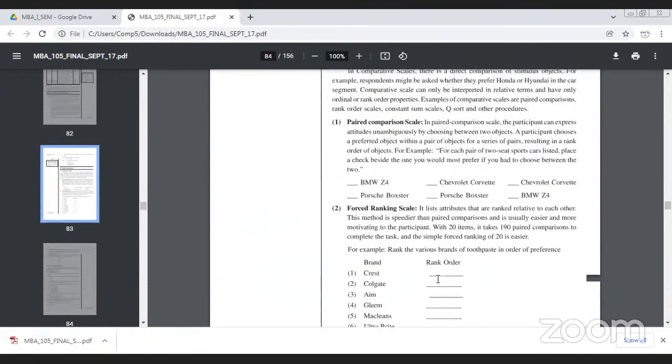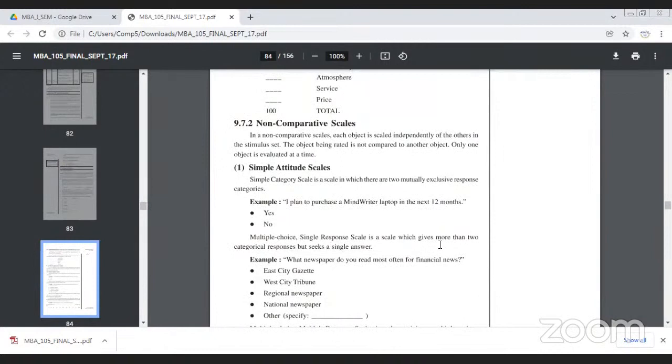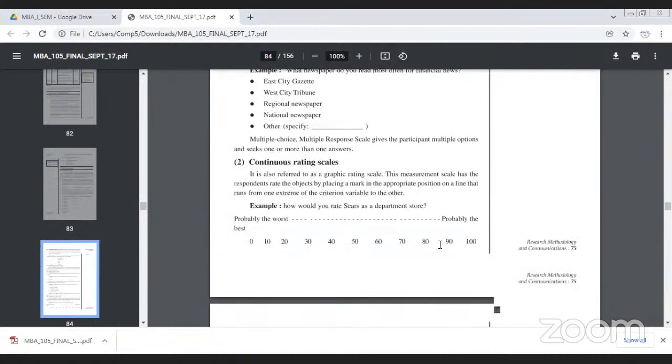Next, the scales. The first type is the comparative scale, including paired comparison, rank order scale, and constant sum scale. Next is the non-comparative scale. In a non-comparative scale, each object is scaled independently of the others in the stimulus set. The object being rated is not compared to another object; only one object is evaluated at a time. The simple category scale is a scale in which there are two mutually exclusive response categories. The continuous rating scale is also referred to as a graphic rating scale. This measurement scale has respondents rate the objects by placing a mark in the appropriate position on a line that runs from one extreme of the criterion variable to the other.